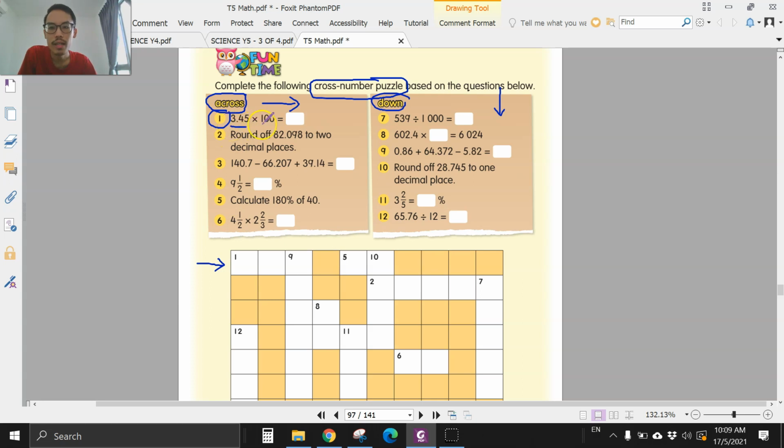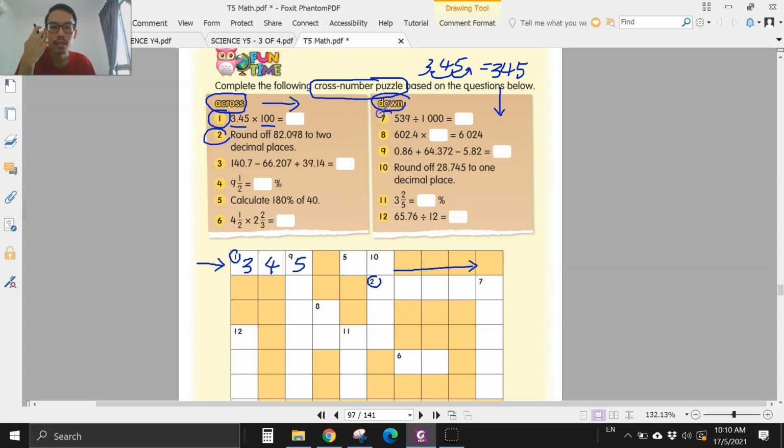Okay, 3.45 times 100. 3.45. So times 100, you only move the decimal 2 times. So you get 345. So across number 1, melintang nombor 1 di sini. So you write 345. Okay? And then you continue with other question. So across number 2 di sini, melintang nombor 2. So tulis jawapan melintang.